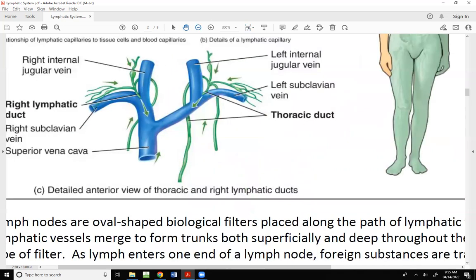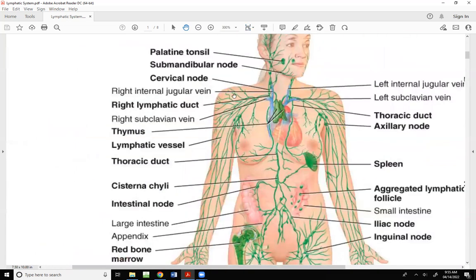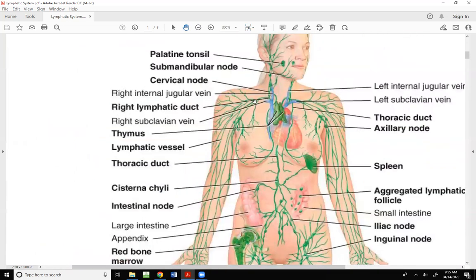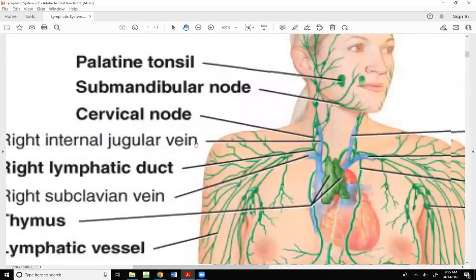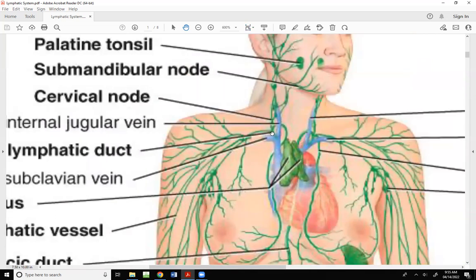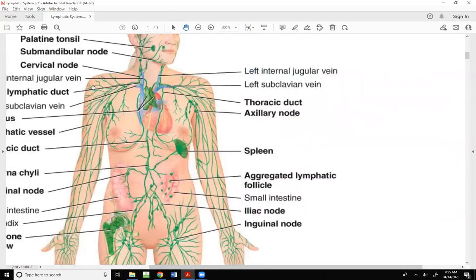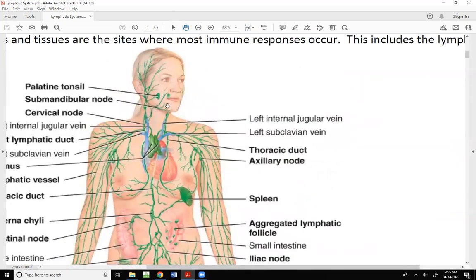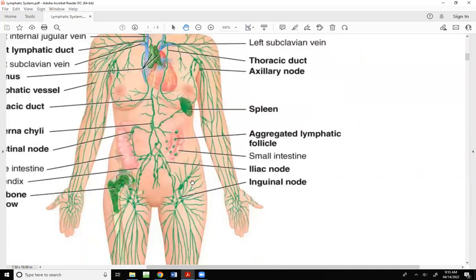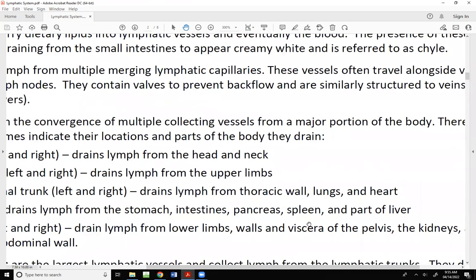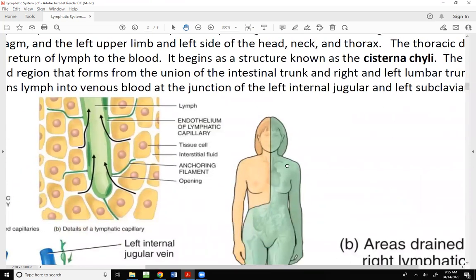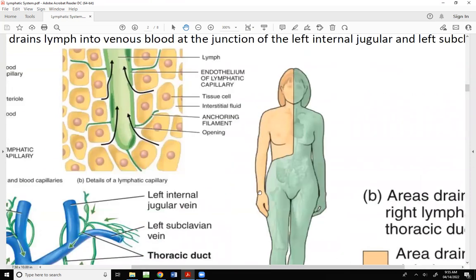Okay, if I go back to the previous page, it was labeled in this image. Essentially what you were seeing on that picture at the bottom was this area of the body. That is all there is to the right lymphatic duct. Okay. It drains lymph from the right arm, the right shoulder, and then the right side of the head and neck. Okay. And that's why if we look down here at the bottom right, this lady is shaded yellow on these parts of her body, but the rest of her body is shaded green.